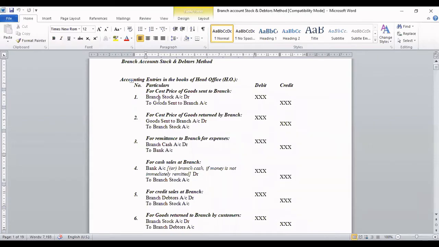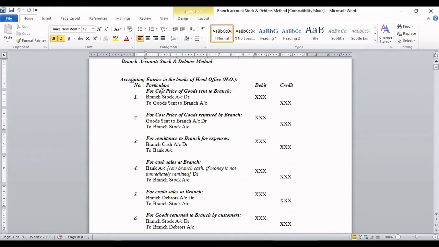Okay, now we are starting the second part of the topic branch accounting, which is the stock and debtors method. First we'll see the journal entries which we are supposed to pass or understand in this topic. Then we'll take one problem today. Okay, so let us start.